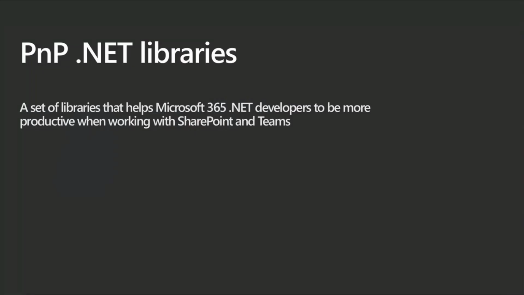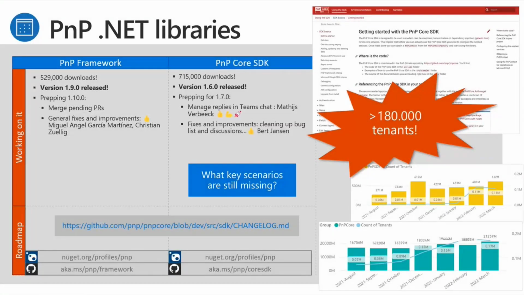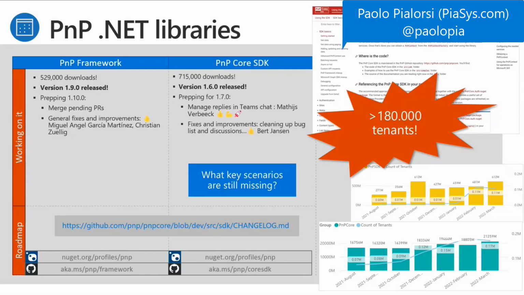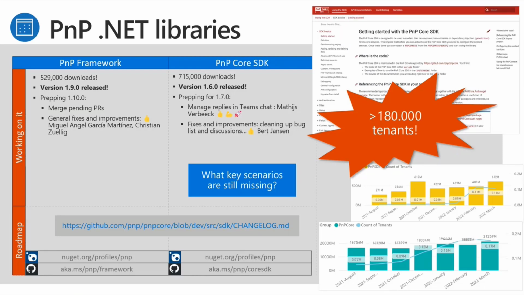Now we'll move over to PnP .NET libraries, and we will give our attention to Paolo. Yes, thank you, David. The PnP Framework and PnP Core SDK libraries are still growing and skyrocketing, I would say. We now reached more than 180,000 tenants, which is a really huge number, as well as really huge numbers of downloads. We released version 1.9 of PnP Framework and 1.6 of PnP Core SDK, and we are already working on the next releases of both of them.